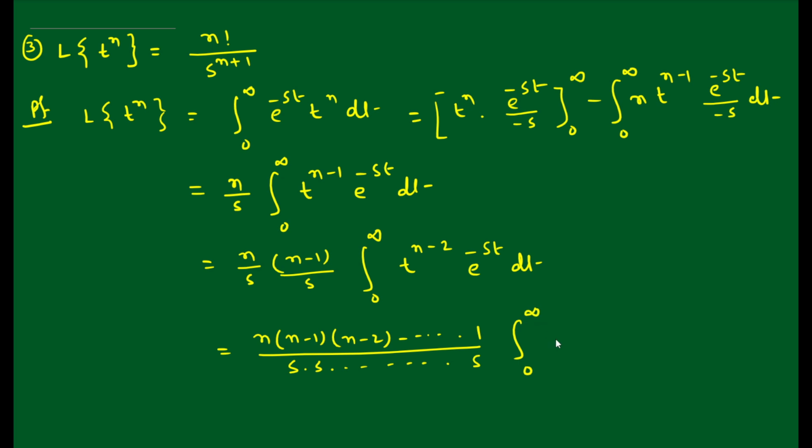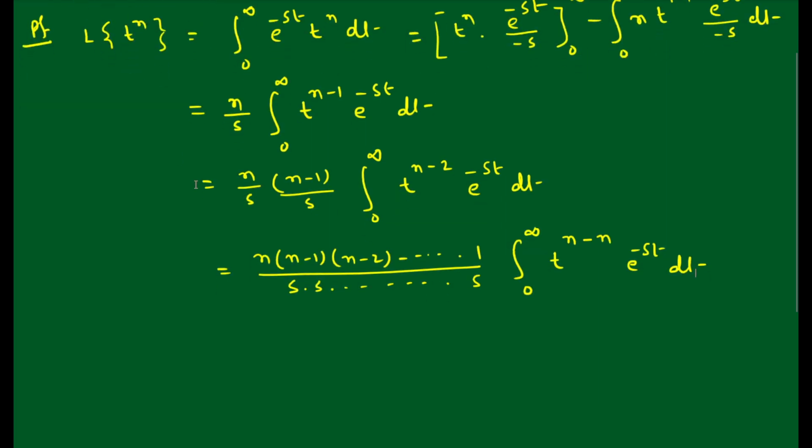0 to infinity. अभी ये आ जाएगा t to the power n minus n. See, if this is 2, then we get 2s, right? So if this is n, so यहाँ पे कितना s है? n. So s, so total it will be s to the power n. Then e to the power minus st dt. Now you see, this is from 1 to n. So product of n natural numbers is what? n factorial. और यहाँ पे कितना s है?